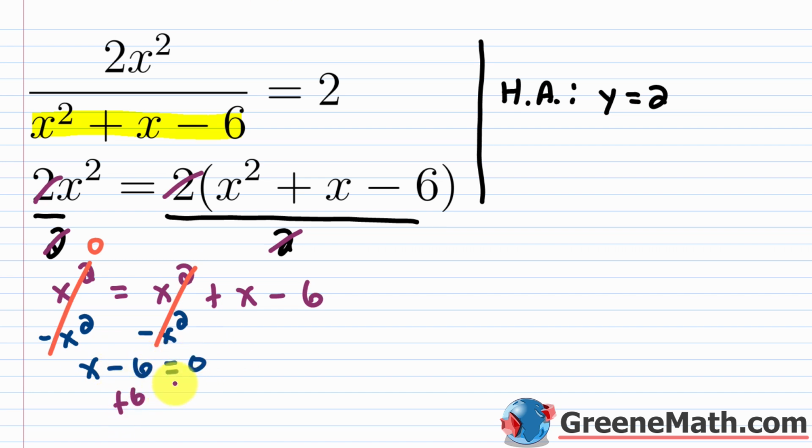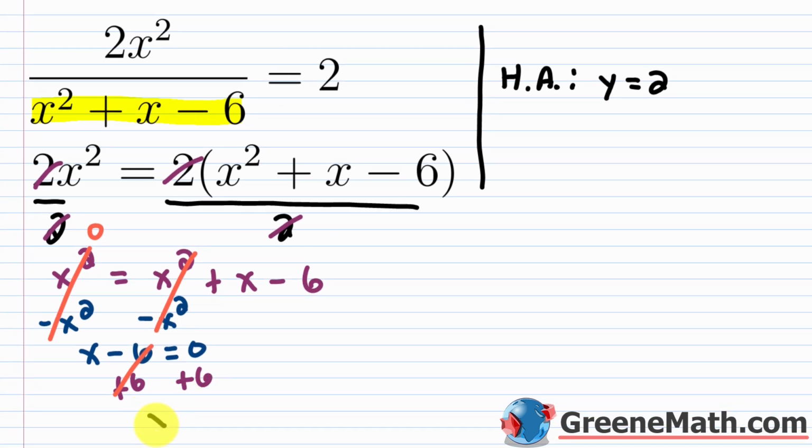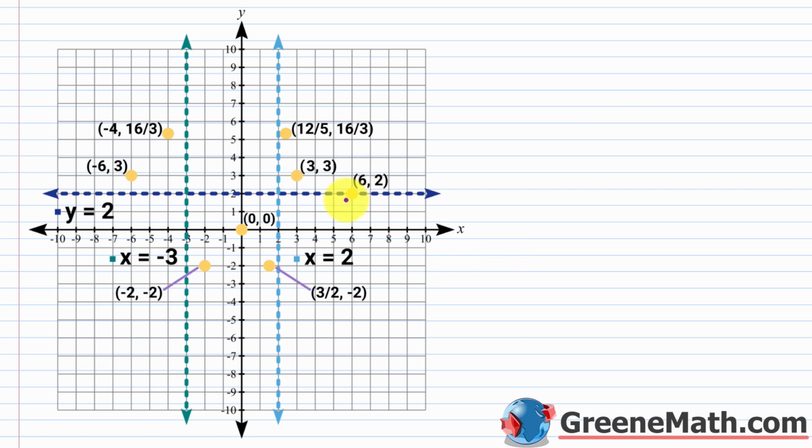Let's add 6 to both sides of the equation, and this would cancel, and you're going to have that x is equal to 6. So in other words, we're saying that (6, 2) is going to be your point of intersection with this horizontal asymptote, y equals 2. All right, coming down here, this is going to be your (6, 2). So that's your point of intersection with your horizontal asymptote, y equals 2.